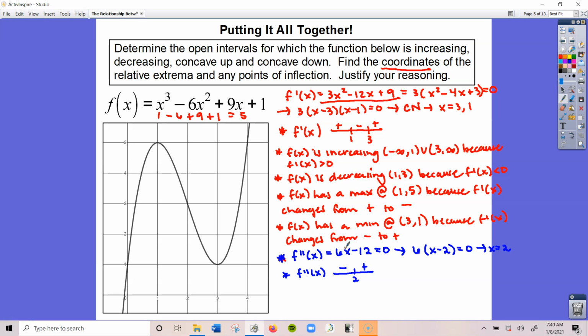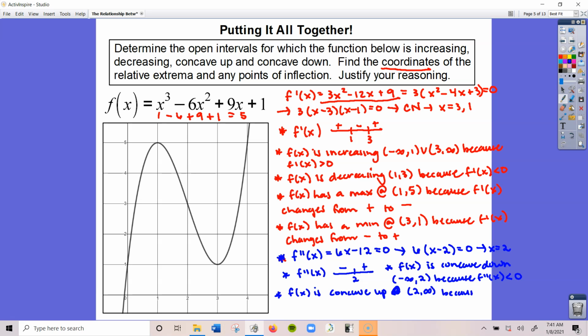So now this tells us my concavity. We would say f of x is concave down on the interval negative infinity to 2 because f double prime of x is less than 0. And then we would say f of x is concave up on the interval 2 to infinity because f double prime of x is greater than 0.